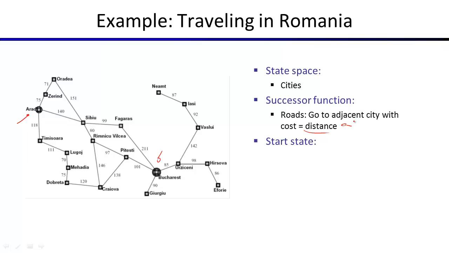Start state, well, we're starting in Arad, so that's going to be the start state. Goal test, in this case, there's only one way to achieve the goal. It's whether you're in the city of Bucharest. So, is the state equal to Bucharest is our goal test. Solution? Well, the solution will be, in this case, the cheapest path from Arad to Bucharest, and we'll later look at how we algorithmically find that solution.